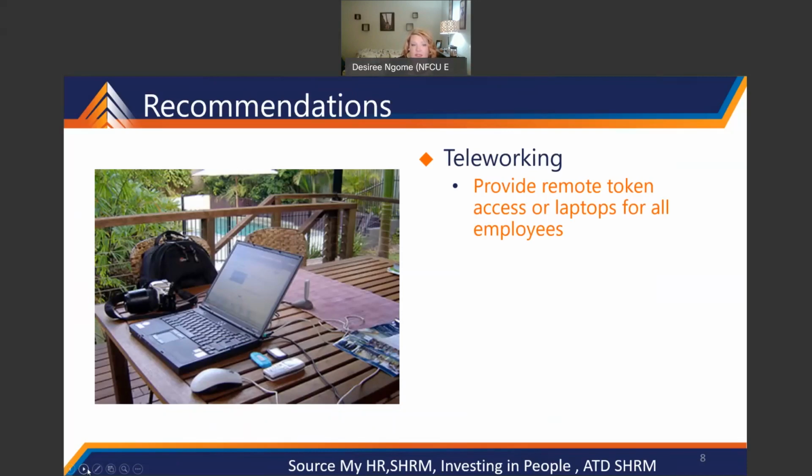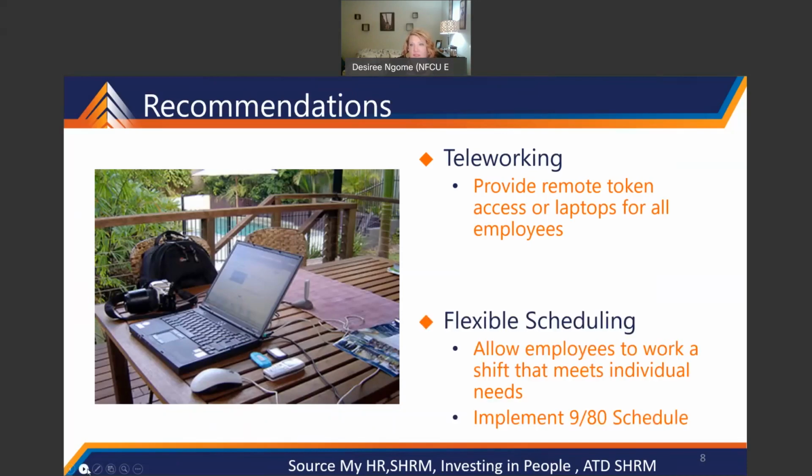In addition to teleworking, there is a need to provide flexible scheduling. By allowing employees to work when it makes sense for them, we will decrease absenteeism. So for example, if your babysitter only works Monday through Thursday and there are no other options for childcare, the employee could select to work 4 10-hour days, Monday through Thursday, right? This will eliminate the need to call in sick for childcare.